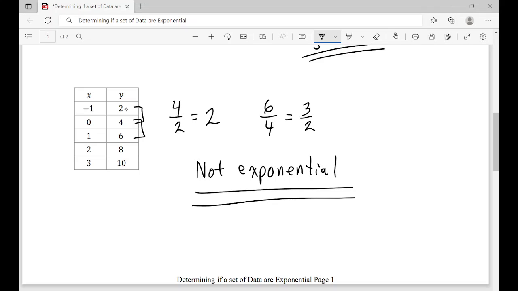In fact, the data are linear because everything's going up at a constant slope. So this is a linear set of data, but since we're only focused on exponential, we don't have to go any further since we proved that there is not a constant ratio from y value to y value.